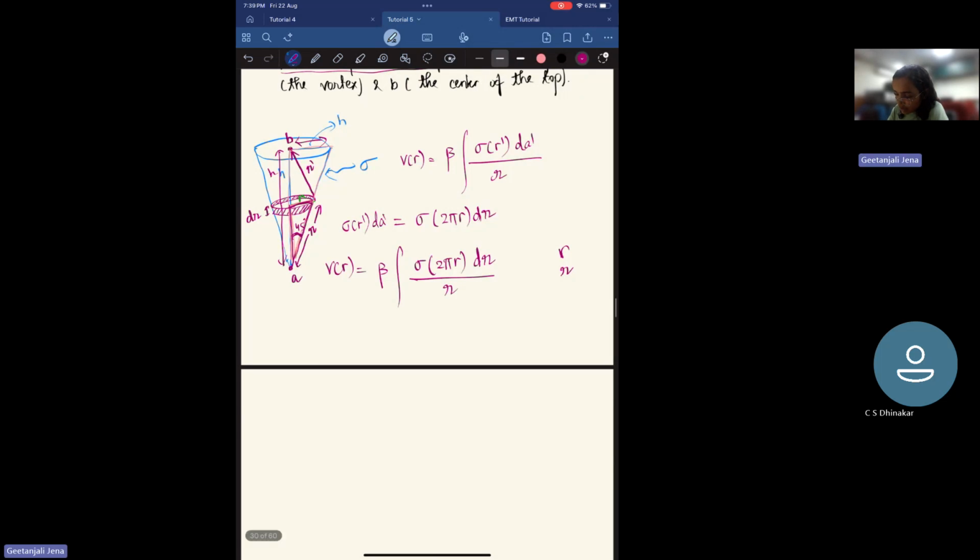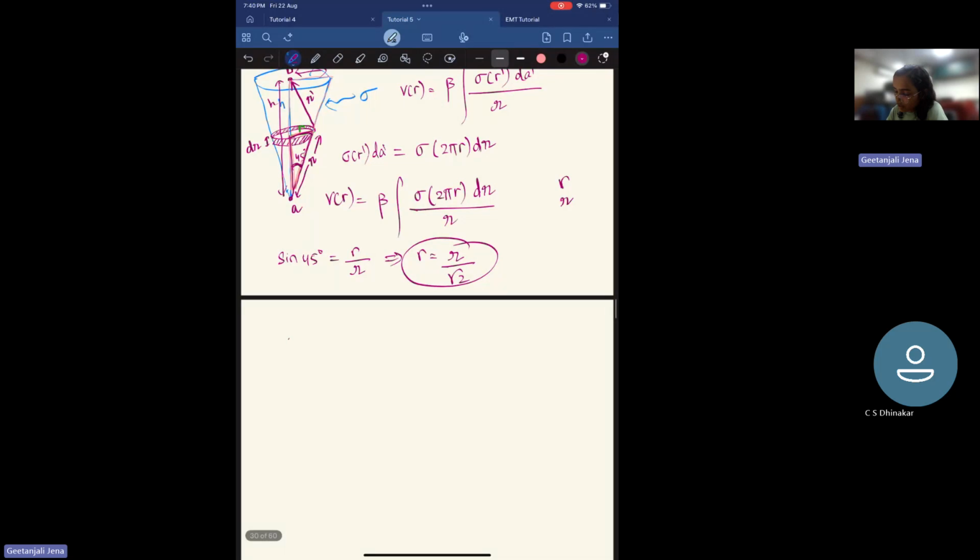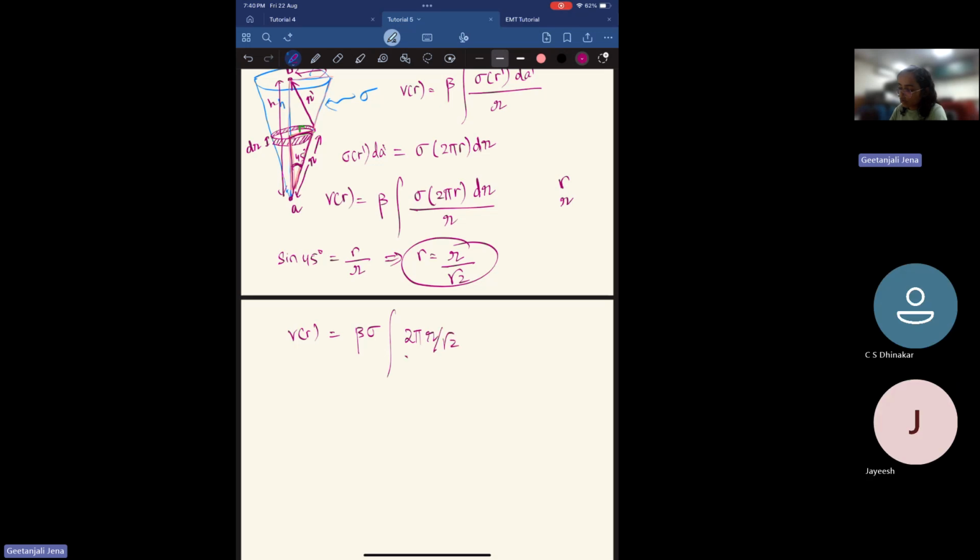If you take sine 45, it is small r by curly R. So that means small r is curly R by root 2. So we know the relation now. So just put it: V_R is beta sigma, a constant, times 2 pi, small r is R by root 2, there is a curly area, dr.